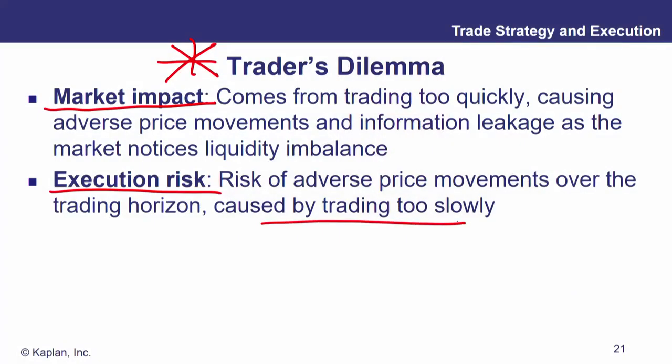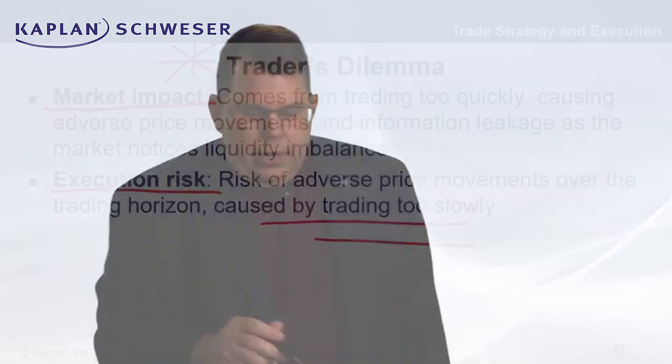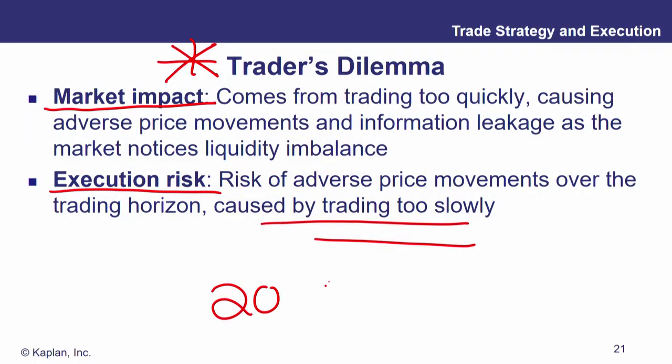Execution risk is the opposite. It's not caused by trading too fast, it's caused by trading too slowly. So it's the risk of adverse price movements over time. The market ran away from me. I wanted to buy it at 20, then it was at 20.10, and then it jumped to 25 and 26, and now it's way past where I wanted to go in.